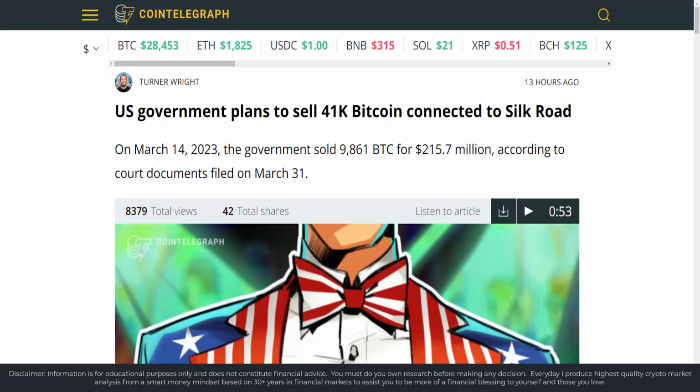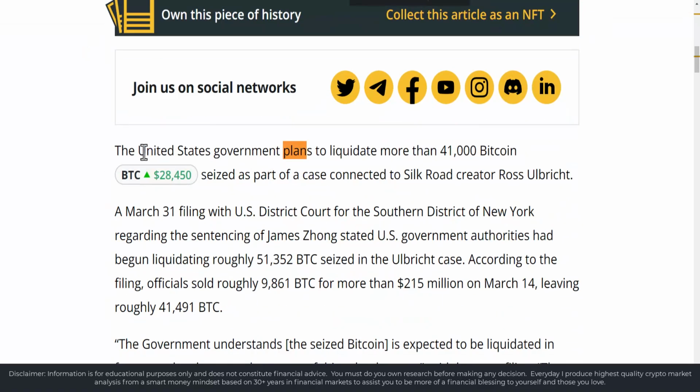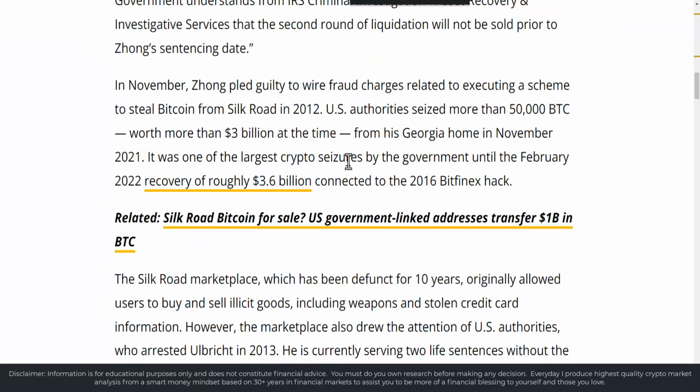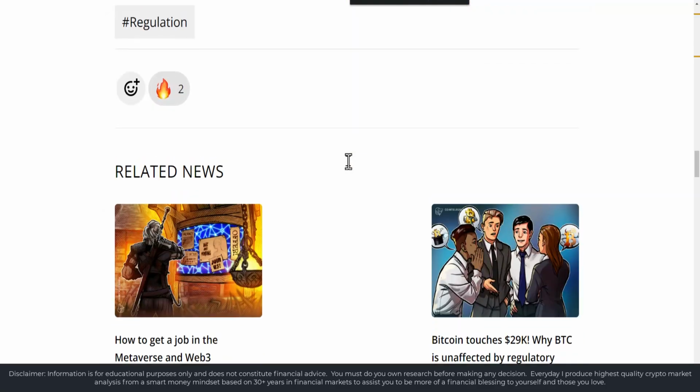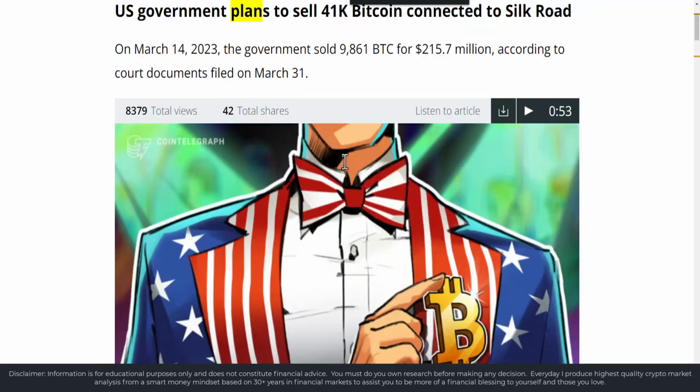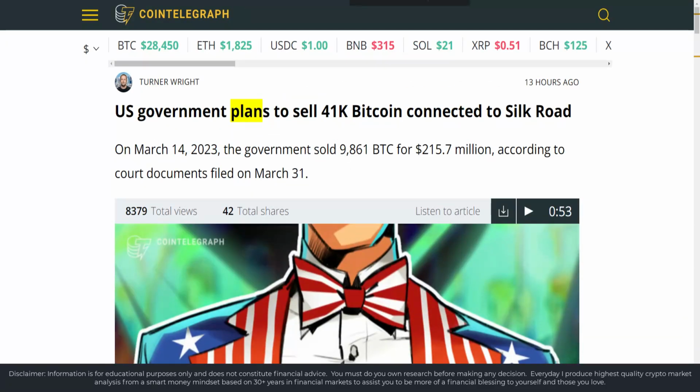The next question that you want to ask yourself when you're doing your research: US government plans to sell 41,000 Bitcoin. Okay, so we know it's 41,000 outstanding. When is it planning to sell it? One easy way to check, Control F and just type in plan. So we got plans, the US government plans to liquidate, and we don't have anything else. So what are we left to understand here? Well, we only understand that there's 41,000 Bitcoin out there and the US government is likely to sell it.